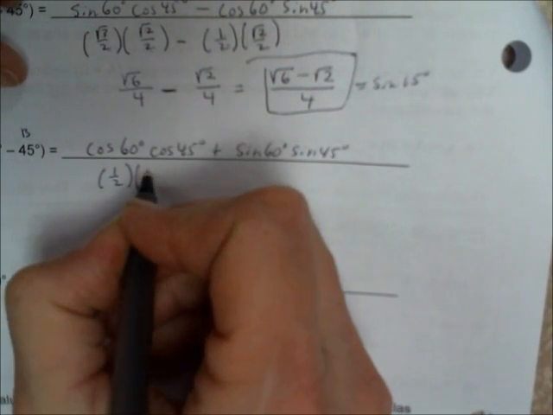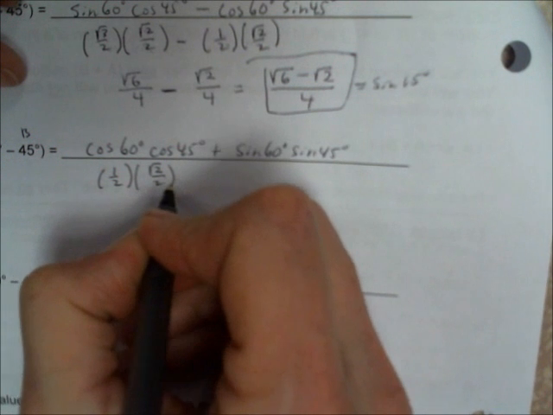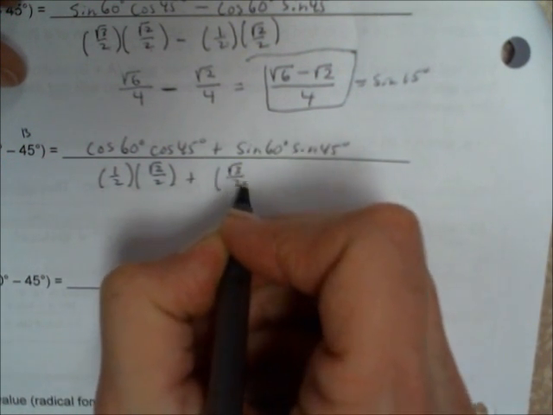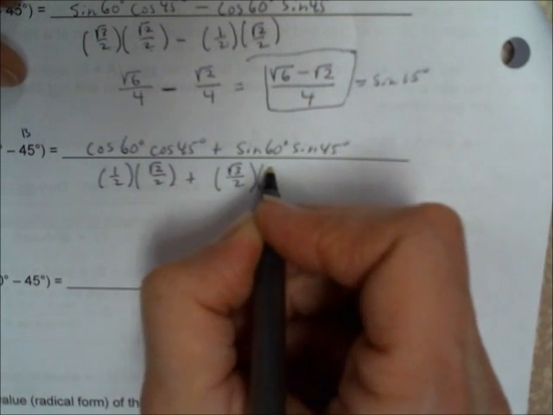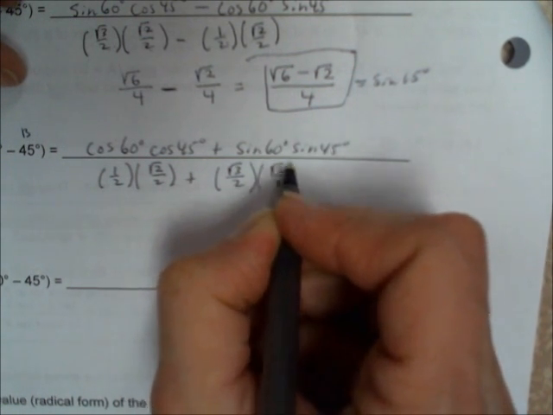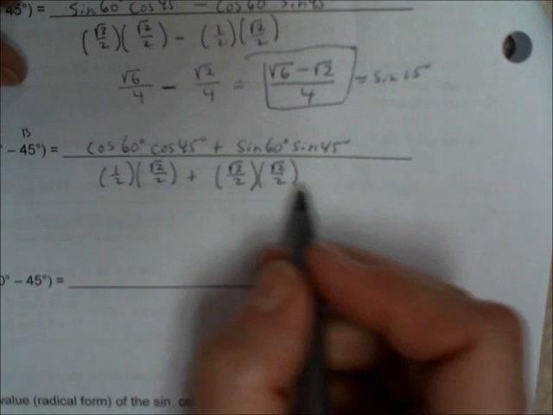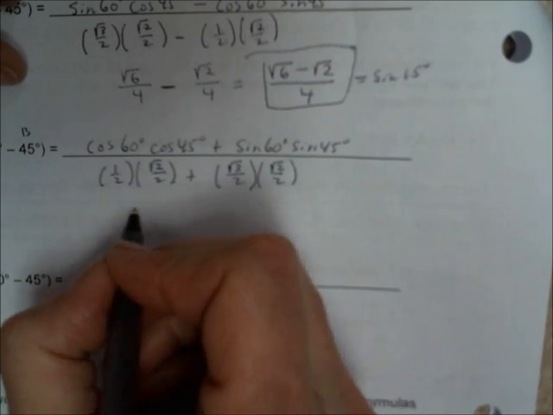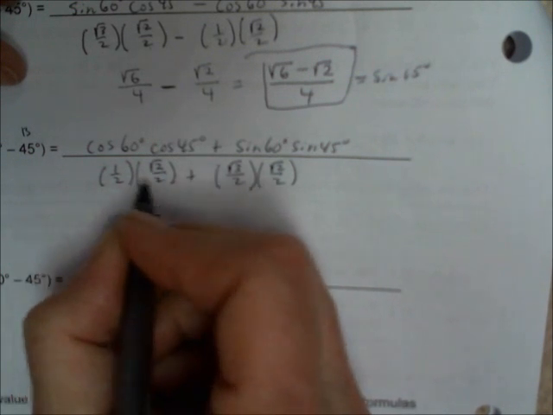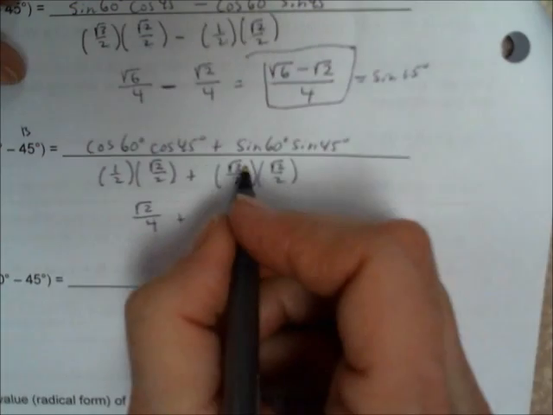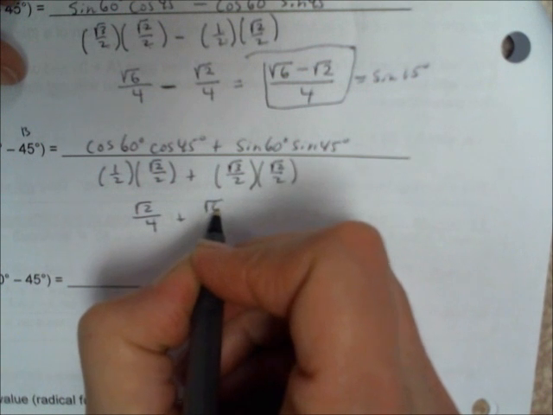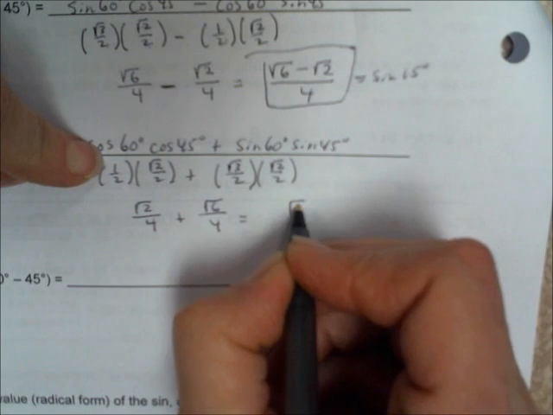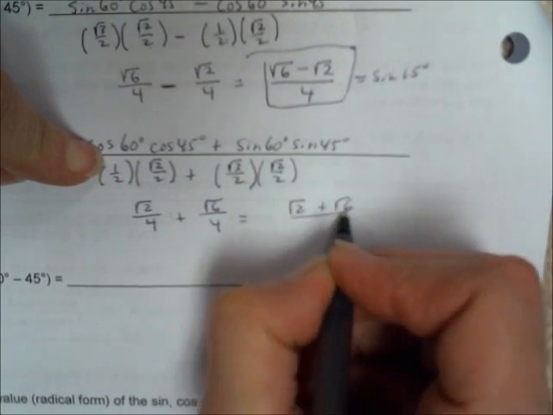The cosine of 45 is the square root of 2 over 2. The sine of 60 degrees is the square root of 3 over 2. And the sine of 45 is the square root of 2 over 2. And again, all we have to do is 1 times the square root of 2 is the square root of 2. 2 times 2 is 4. Square root of 3 times the square root of 2 is the square root of 6. 2 times 2 is 4. So our final answer is the square root of 2 plus the square root of 6 all over 4.